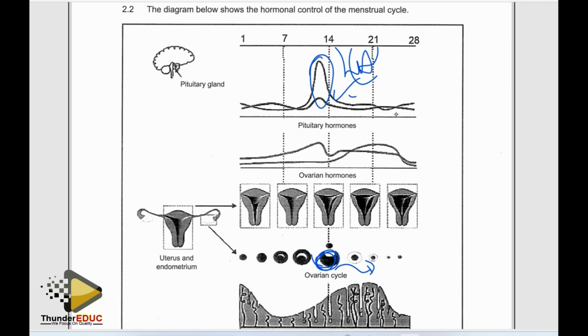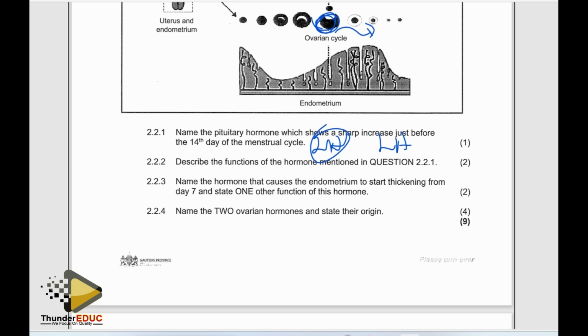It doesn't cause ovulation, it triggers ovulation. It stimulates the Graafian follicle to burst open so that the ovum is released. That's what we call ovulation. Number 2, it stimulates the conversion of the empty Graafian follicle to corpus luteum. All right, let's continue, guys.